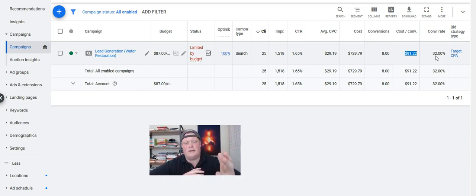If you're running a Google Ads campaign, all you've got to do is open up your stats and compare head to head and see how they look.